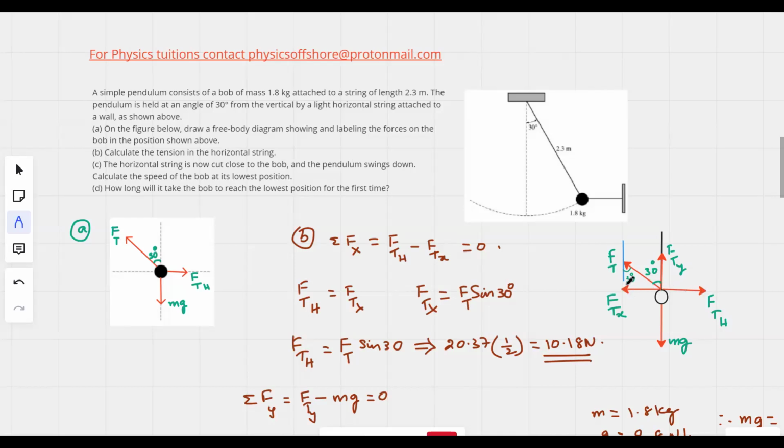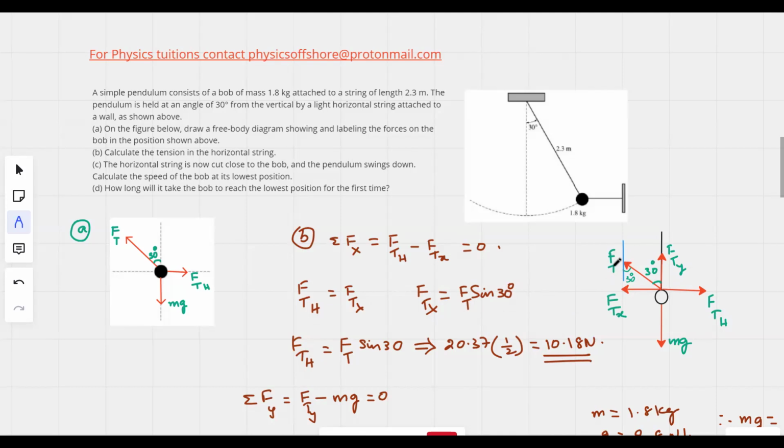What is FTx? FTx is equal to FT sine theta because this is opposite to the angle. That is why FTx is equal to FT sine theta. Here theta is equal to 30 degrees. Therefore, FTx is equal to FT sine 30. So here we have to find out FT. If we know the FT, then we can find out FTh. FTx is equal to FTh. Therefore, we will get the answer.